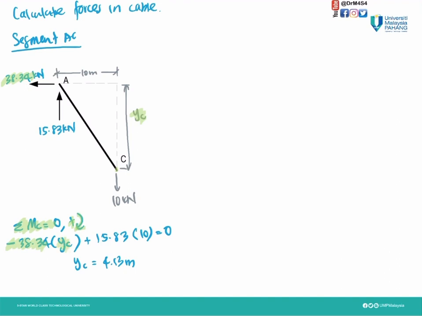Then 15.83 to point C is clockwise, so positive 15.83, and the distance is 10 meter. We have this equation, so we can solve it and we get YC is 4.13 meter.